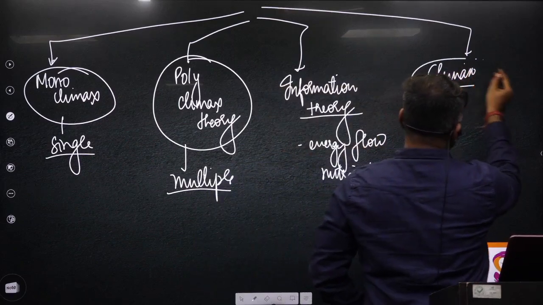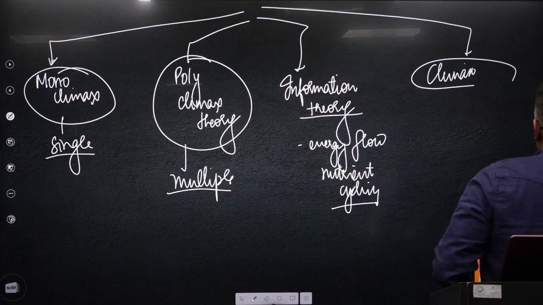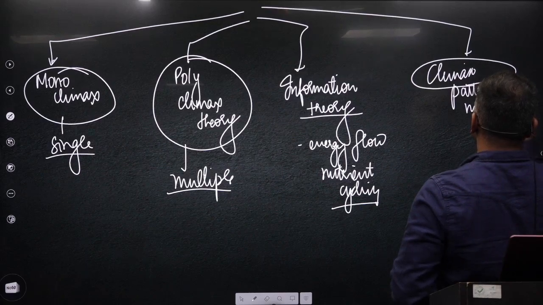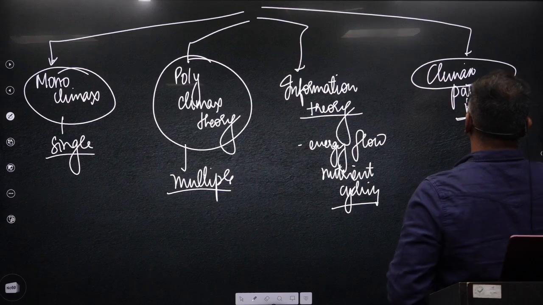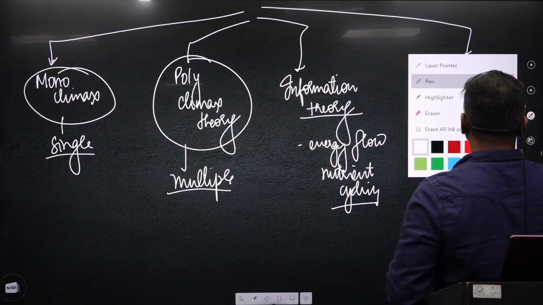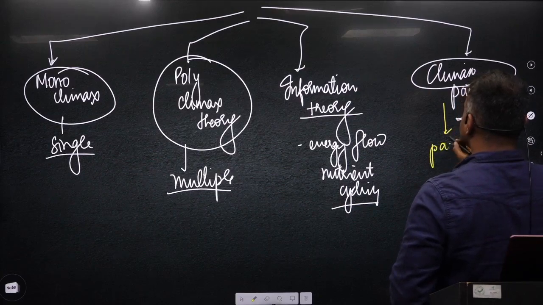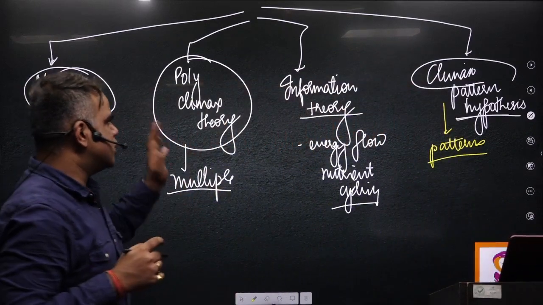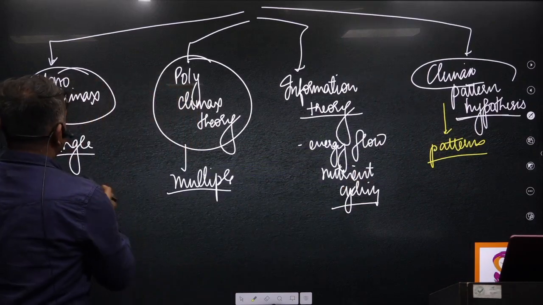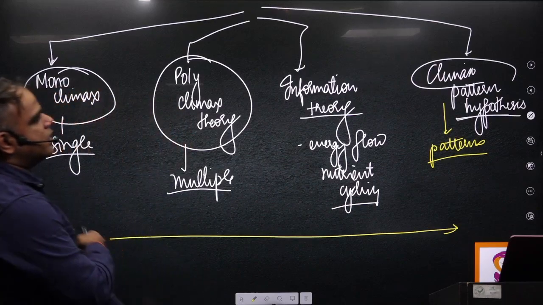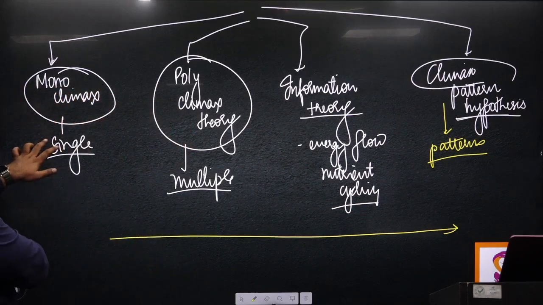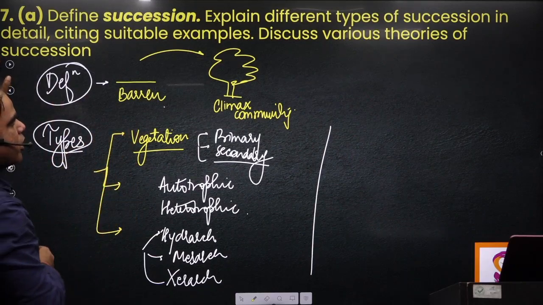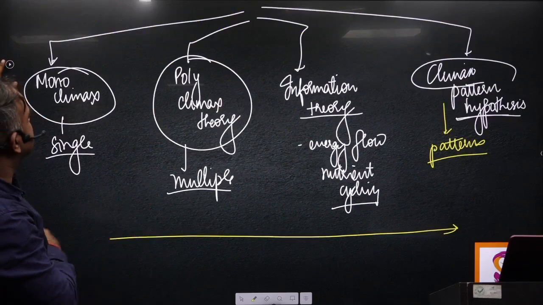And the last part here is the climax pattern hypothesis. Okay, which basically will say that there are different patterns that are available depending on different ecosystems. There will be different climaxes that are possible, which is the most advanced theory that we see overall, okay. Monoclimax, polyclimax, information, and climax pattern hypothesis is how we talk about. So again, this is what you understand the basic details. Again, you can go through the model answer once to get this better understanding here, okay.